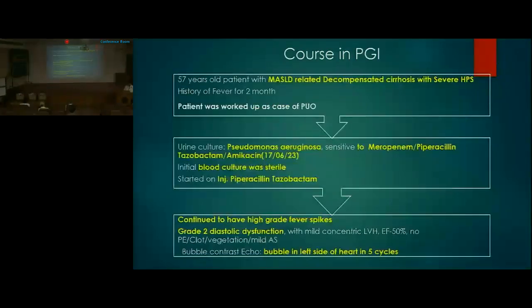So this patient, a 57-year-old with decompensated cirrhosis in the form of grade 1 ascites with severe hepatopulmonary syndrome, presented to us with history of fever for 2 months. Initially patient was worked up as a case of pyrexia of unknown origin. The urine culture showed growth of Pseudomonas aeruginosa, which was sensitive to Meropenem, Piperacillin, Tazobactam, and Amikacin. Patient was started on injection Piperacillin and Tazobactam.